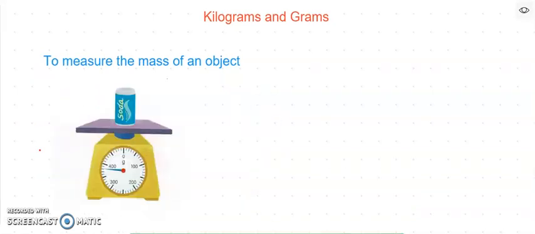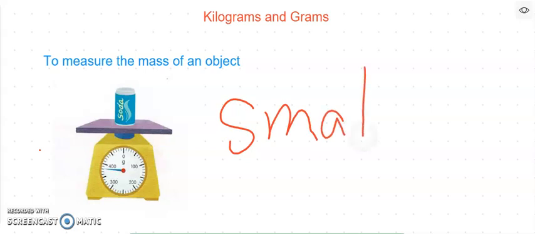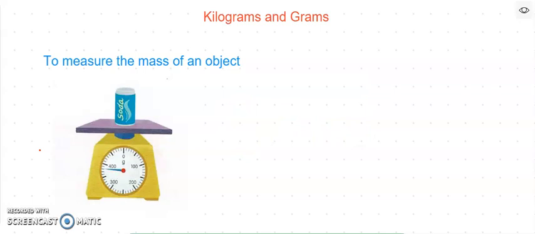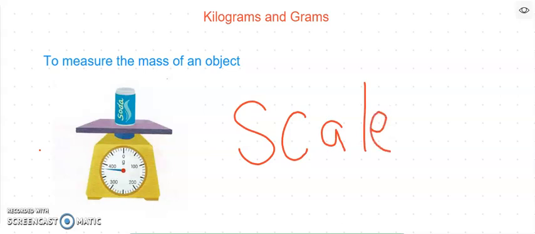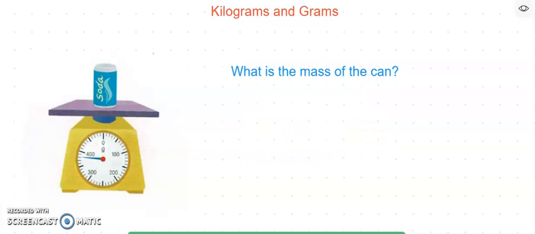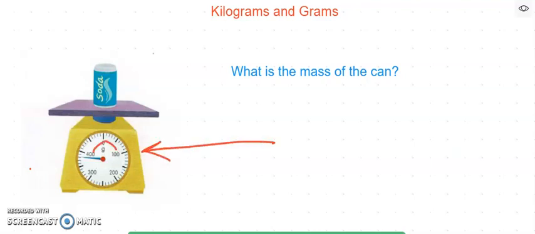We use the scale to measure the mass of an object. This is called a scale. We use it to measure the mass of an object. What is the mass of the can? Actually, as you see here, we use this scale in grams, right?